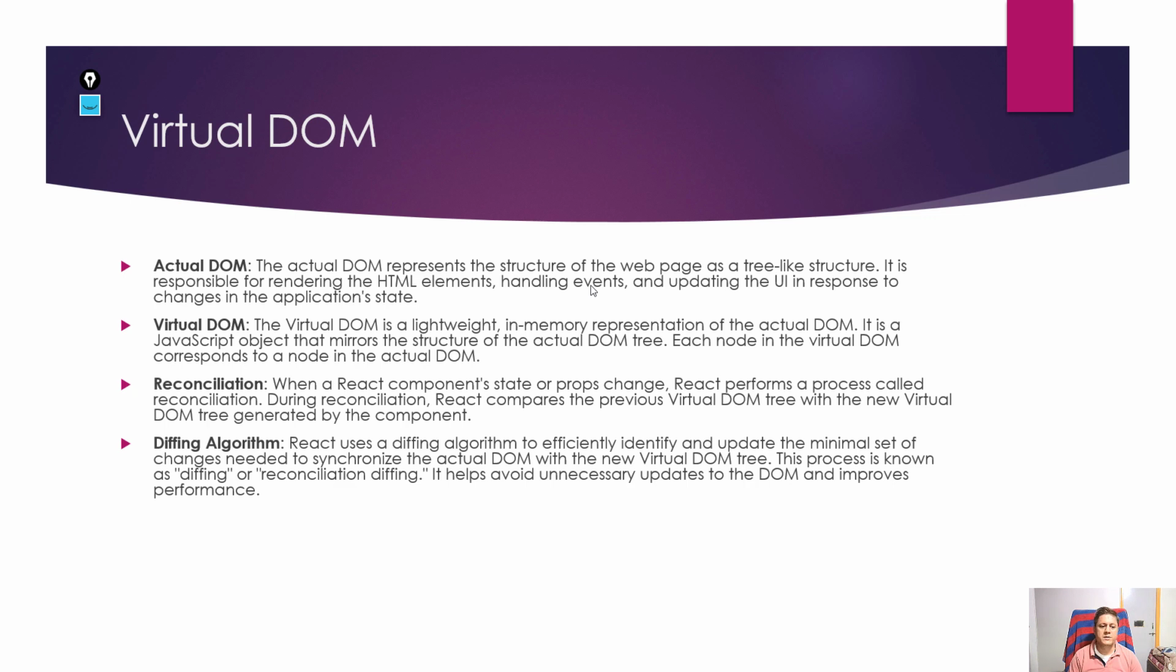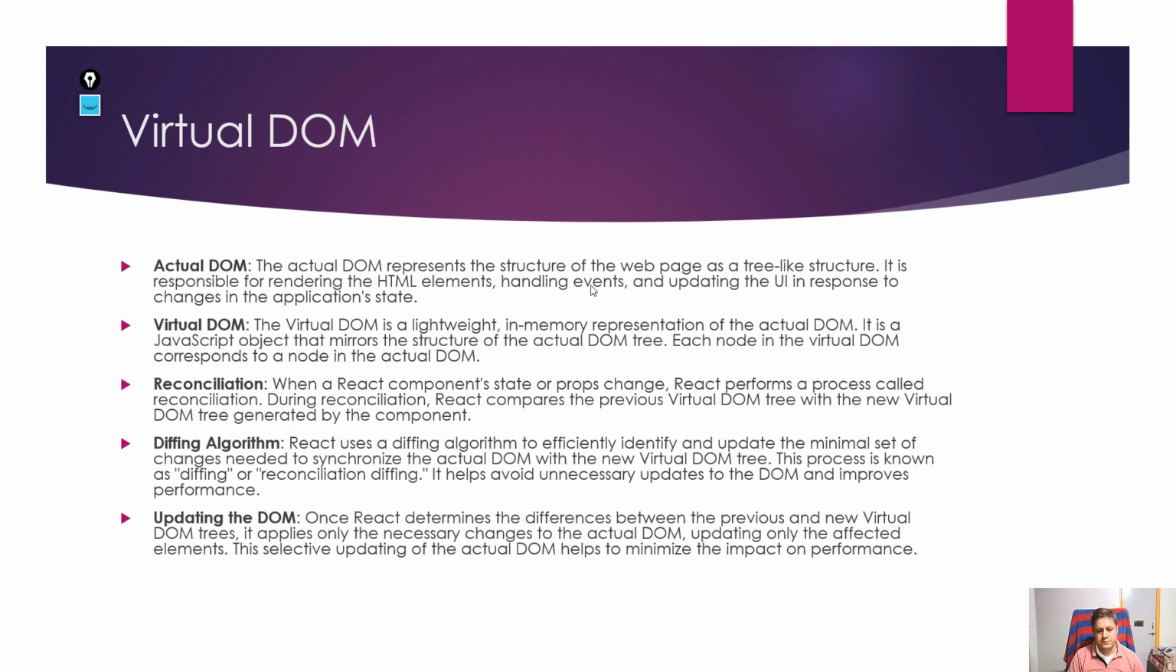Then there is the diffing algorithm, which is used by React.js to efficiently identify and update the minimal set of changes needed to synchronize the actual DOM. It compares the actual DOM and the virtual DOM tree, checking node by node what is changed in the UI rendering process, and accordingly only that particular node will be updated. This is a very important concept, guys, because this is an interview question also and you must understand it. Updating the DOM: it compares the differences between the previous and new virtual DOM tree, and if there is any difference it will update the DOM and move forward.